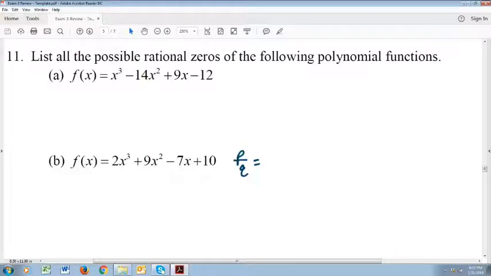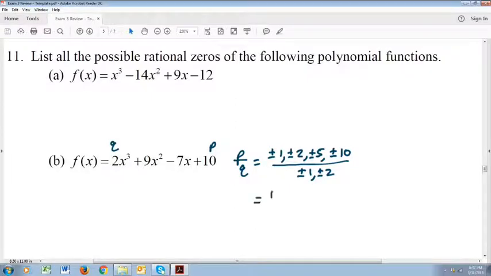And so our rational zero test tells us that any rational zeros will have the form P over Q, where our P is factors of the numerator, which in this case is 10, and then our Q would be the factors of 2. So the factors of 10 would be 1, 2, 5, and 10. And the factors of 2 would be 1 and 2.